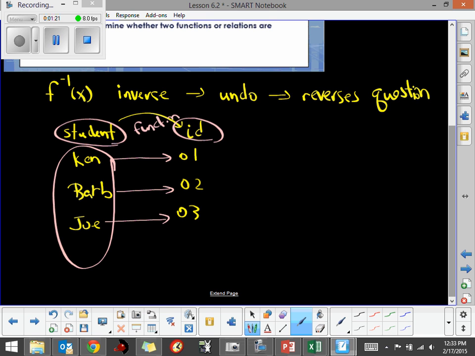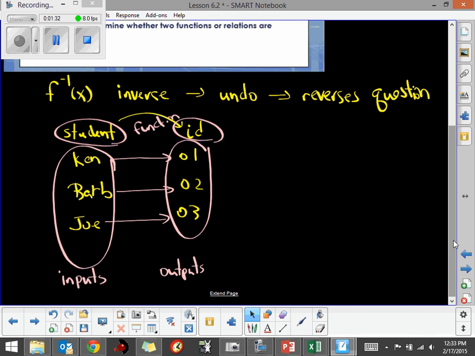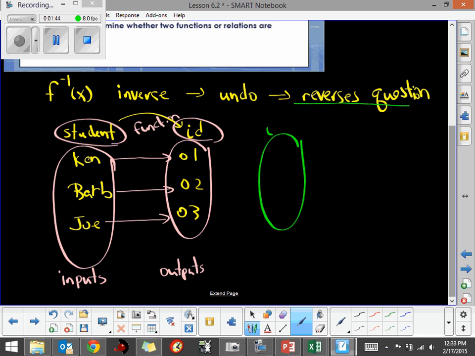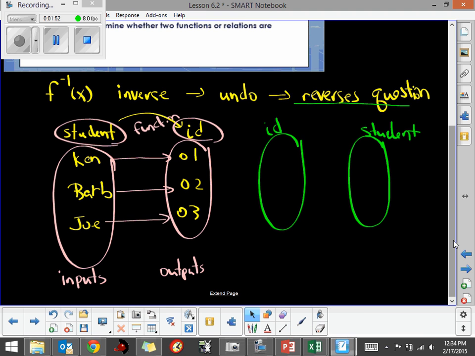These things here are the inputs of our original function. And these ID numbers over here are the outputs of our original function. When we do an inverse function, we are going to undo what we did, or we're going to reverse the question. So rather than saying, if I tell you the student is Ken, then you tell me the ID, we're going to ask the question, I'm going to give you an ID, you go find the student that it corresponds to. So now we're going to put in our IDs of 01, 02, 03. So the things that used to be the outputs are now going to become the inputs into our inverse function.